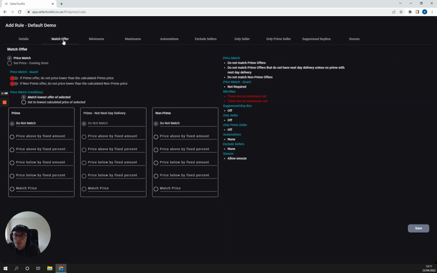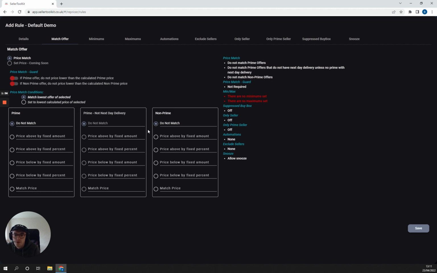So if we go to match offer, generally you're going to want a price match. So yeah, you do have the ability to price above by a fixed amount, below by a fixed amount or percentage. Oof, why would you want to do that? And then you can choose whether it's prime not next day delivery, so that's seller fulfilled prime, or FBA that's not fully checked in yet, or non-prime, which is FBM sellers.